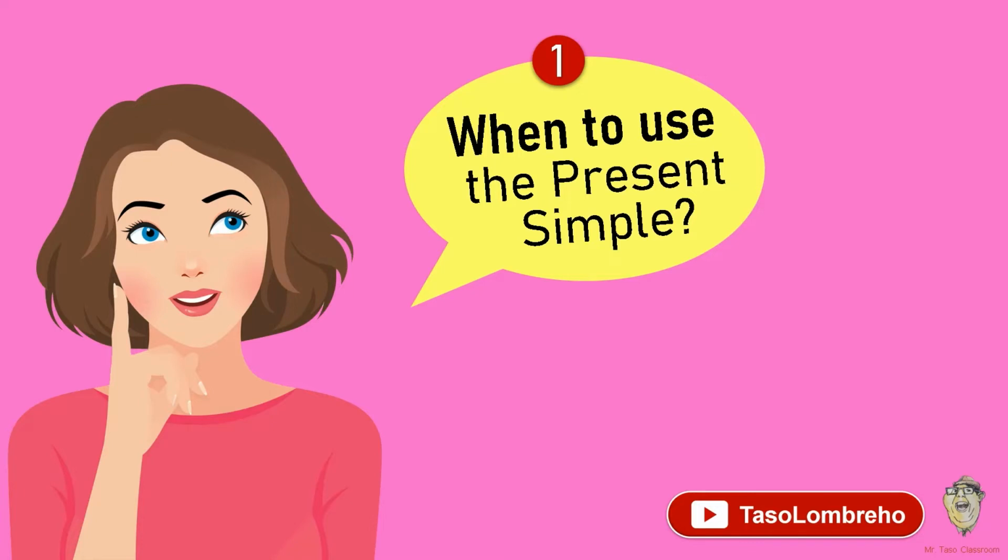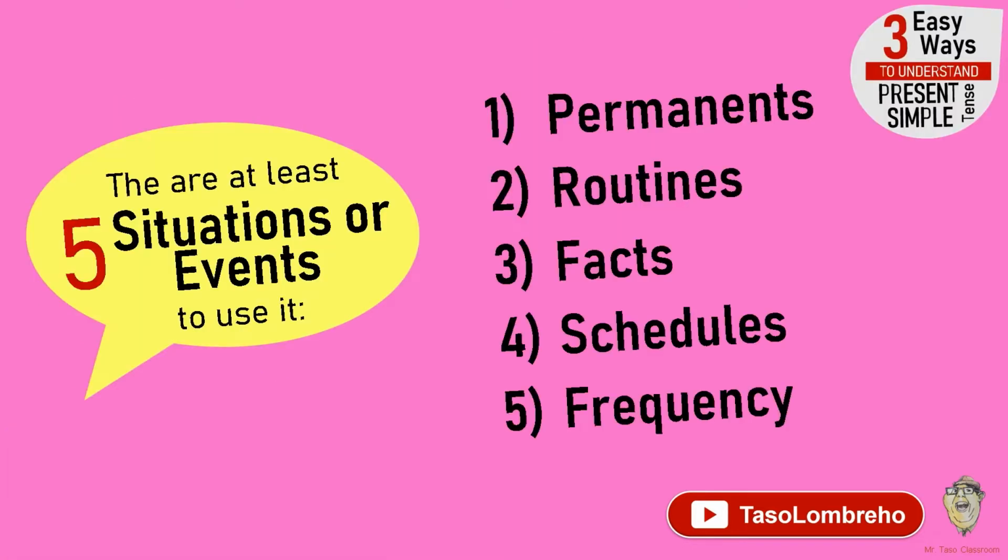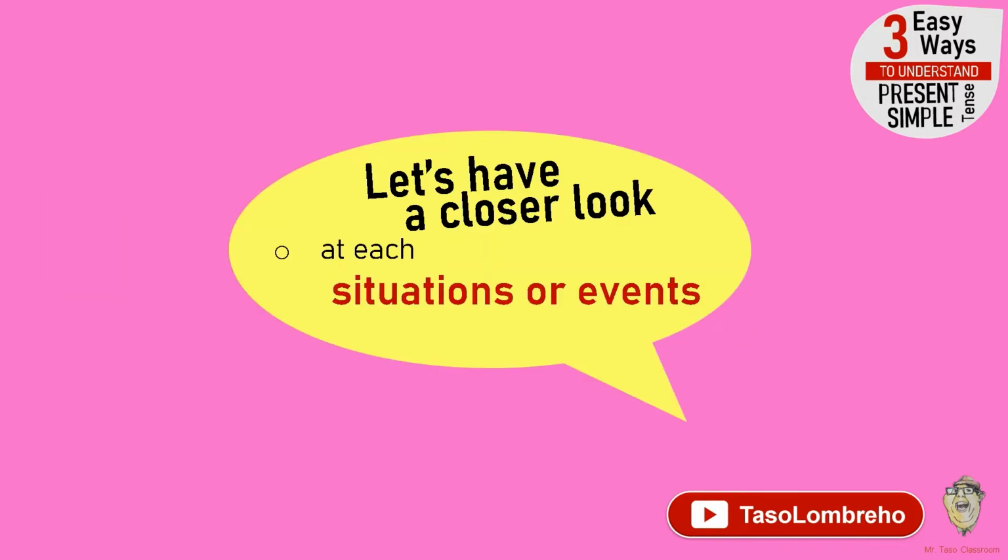Let's start from the first question. When to use the present simple? There are at least 5 situations or events to use present simple. 1. Permanent situations or events. 2. Routines. 3. Fact or factual information. 4. Schedule, events or situation. And number 5. Frequency. Now let's have a closer look at each situation or event.